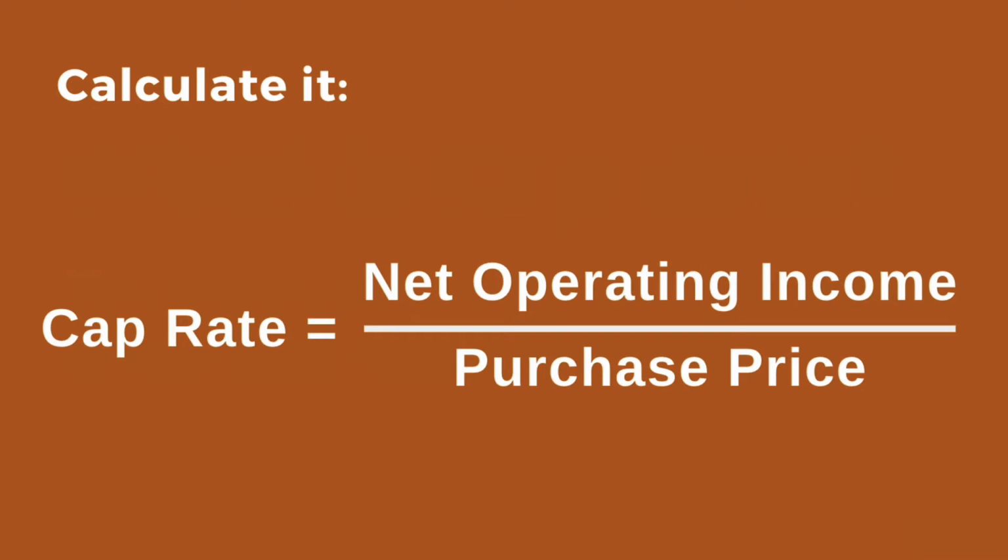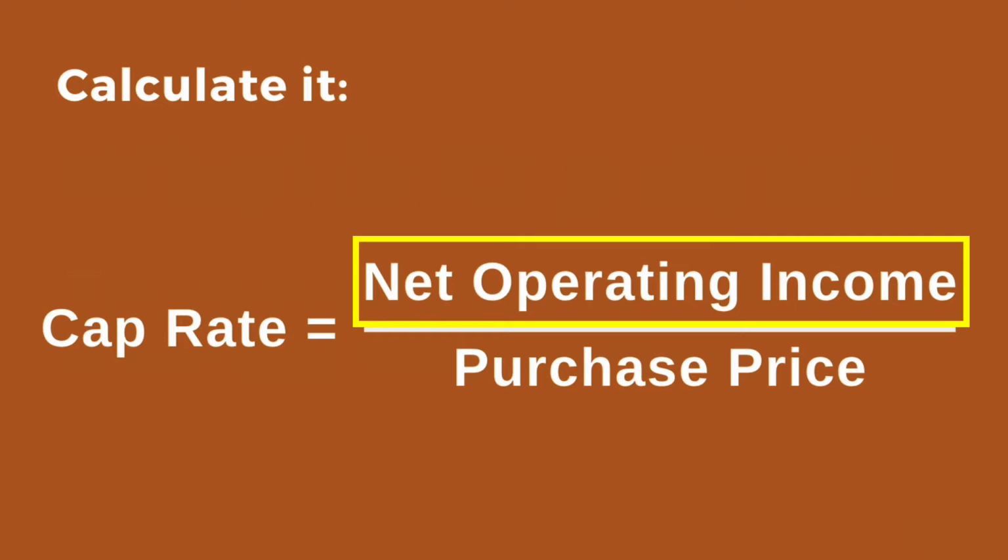So the cap rate is equal to net operating income divided by the purchase price. And the cap rate is typically expressed as a percentage. Now let's quickly touch on what net operating income is. In its simplest form, it's the rents you collect at the property over the period of a year minus the expenses you had to pay to collect those rents.